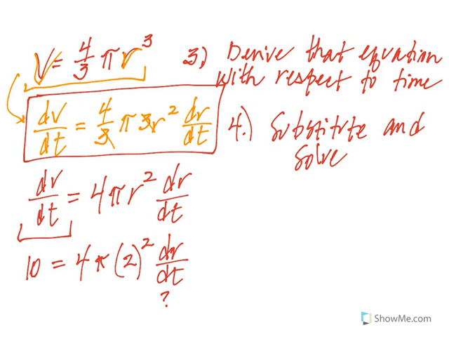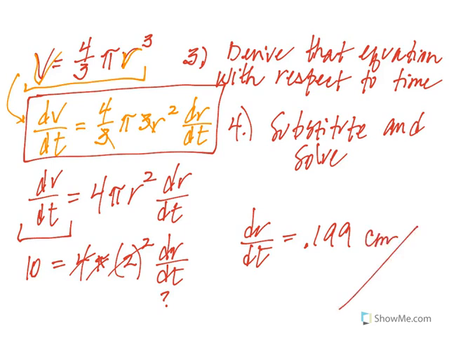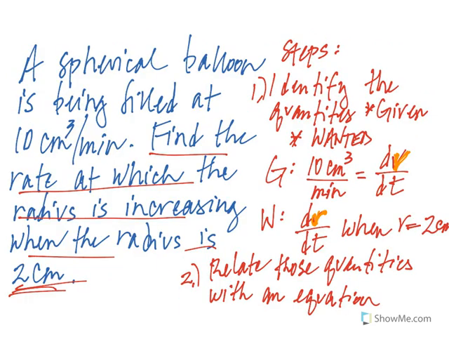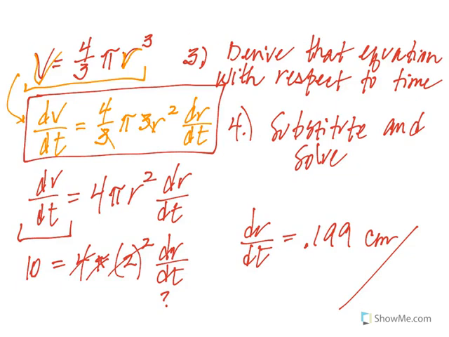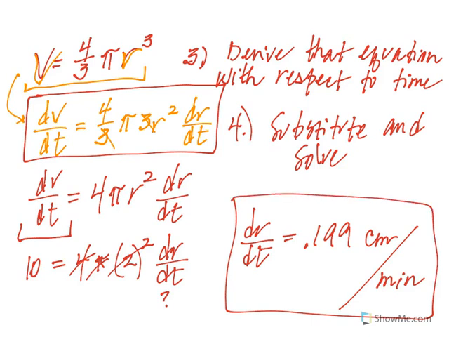So what I want to do is grab my calculator, and I'm going to take 10, and I will then divide it by 4. Then I'll divide it by pi. Then I'll divide it by 4 again. And it will bring me this answer. dr over dt should be equal to 0.199, and that is going to be in centimeters per, let's just go back and check this. This is centimeters per minute. This is a linear rate of change. It is the change in radius per minute.